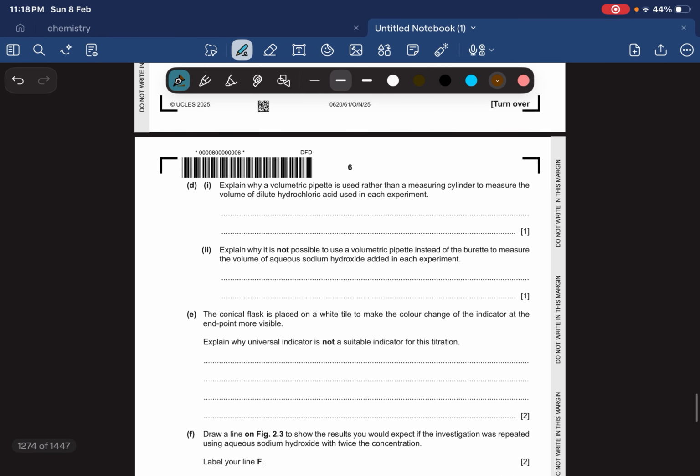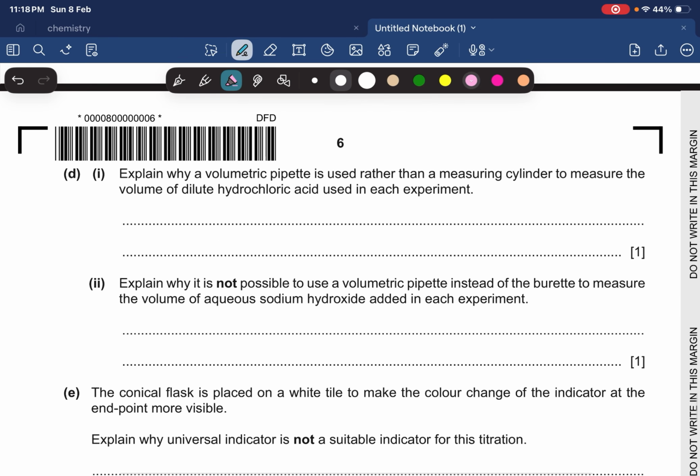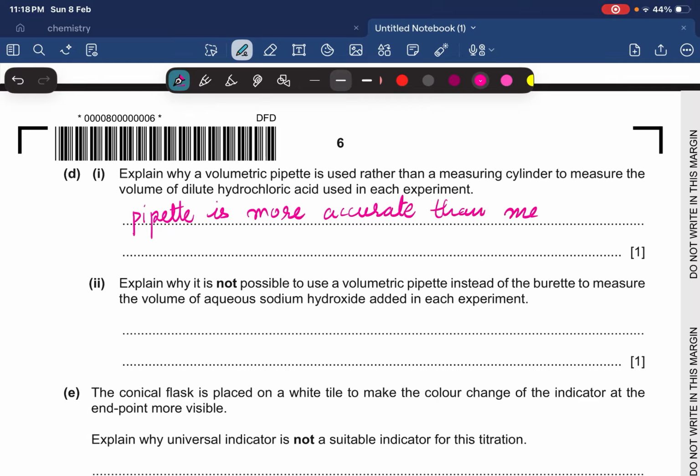Explain why the volumetric pipette is used rather than measuring cylinder to measure the volume. Pipette is more accurate than measuring cylinder. Just learn this line for ATP, that pipettes are more accurate than cylinders, and pipette can measure fixed volume. So we're going to tell the examiner that, look, pipette is more accurate than a measuring cylinder.